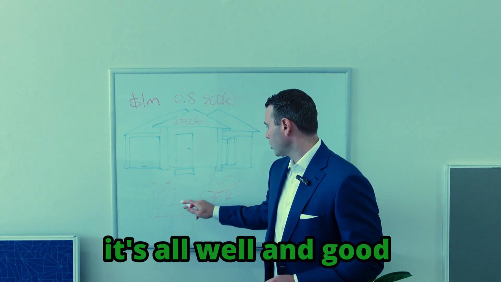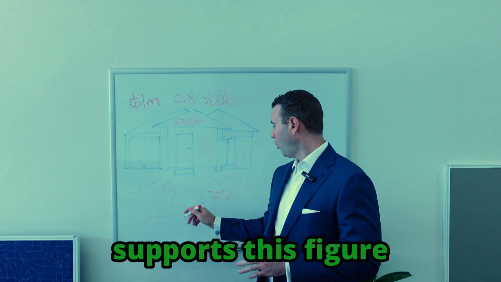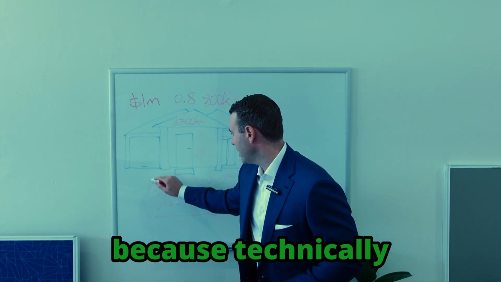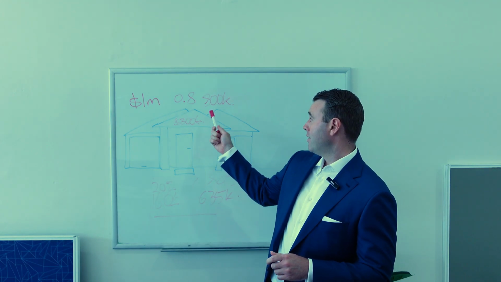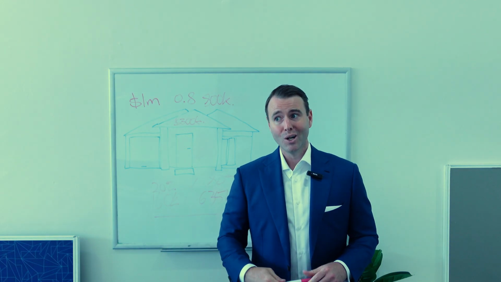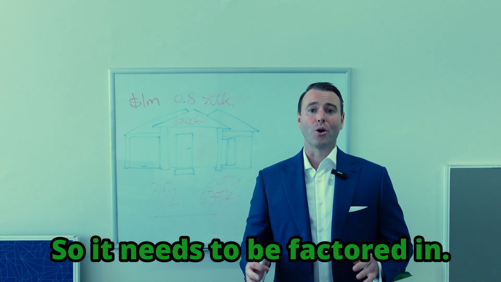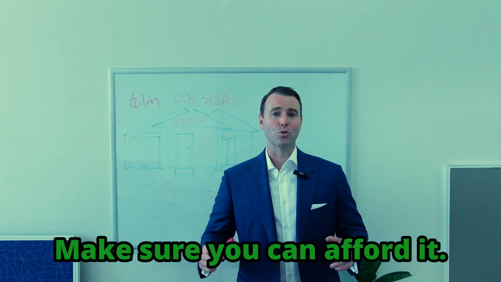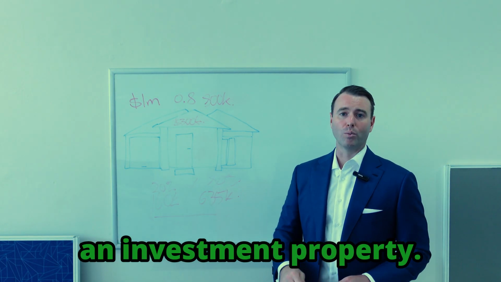Now, it's all well and good that you've got available equity. You need to make sure that your income also supports this figure, because technically, you're borrowing 100% of the investment property price. And using this example, if you also have a $500,000 mortgage, well, then your mortgage has basically just tripled. So it needs to be factored in, make sure you can afford it. But this is the standard structure of an investment property.